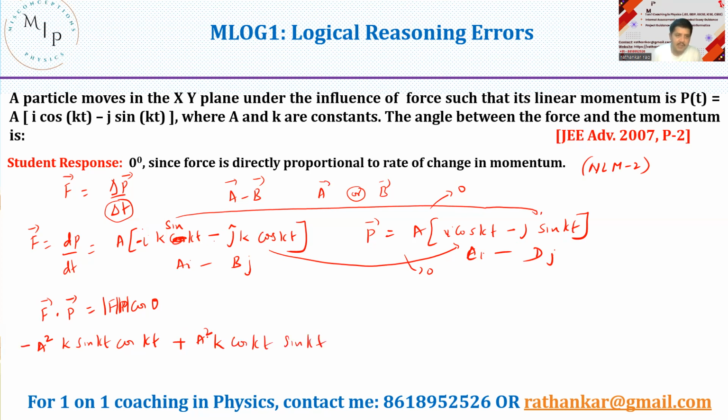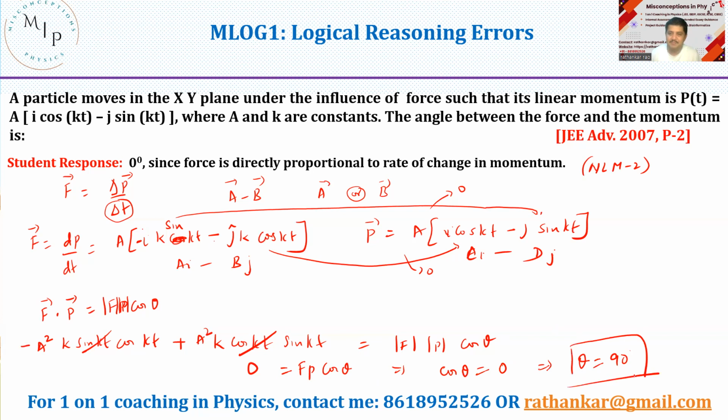Okay, so this is nothing but F dot P, which should now be equal to magnitude of F, magnitude of P into cos theta. Okay, now what is this? Minus A square K sin kt cos kt plus A square K sin kt cos kt. These two go away. So net answer here is 0. So when you say FP cos theta equal to 0, which means that cos theta is equal to 0. When can this happen? When theta equal to 90 degrees. Right? So theta is not equal to 0. Theta should be equal to 90 degrees. Okay. I hope you understood this problem.